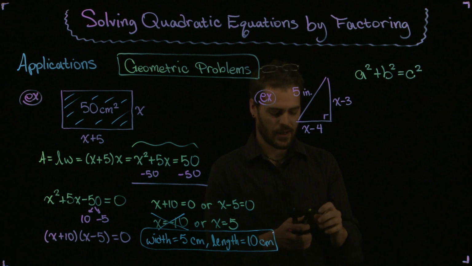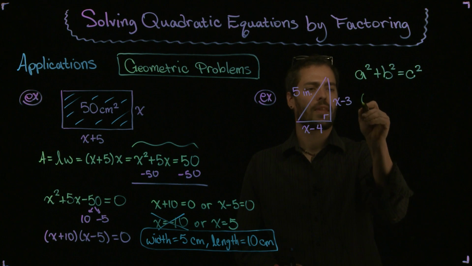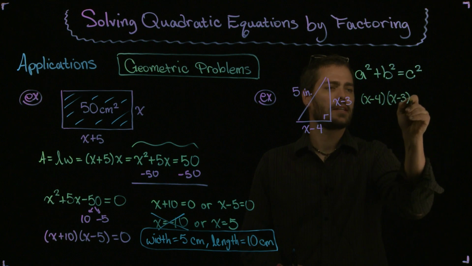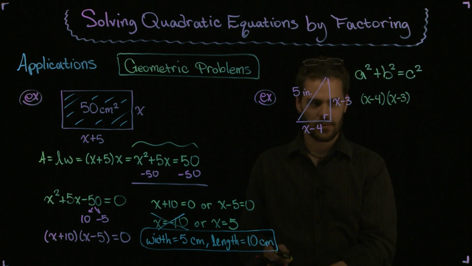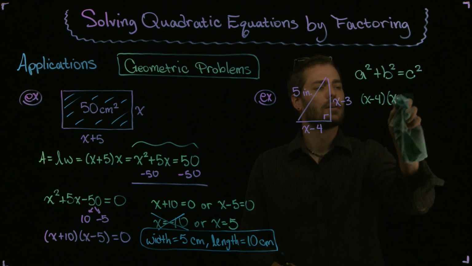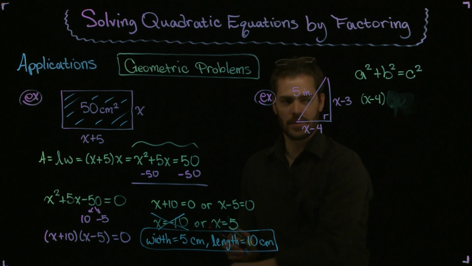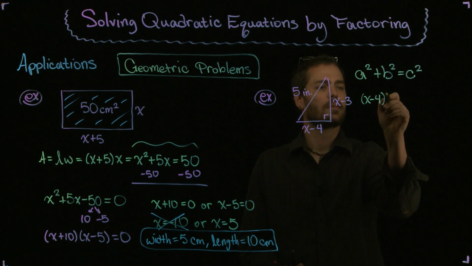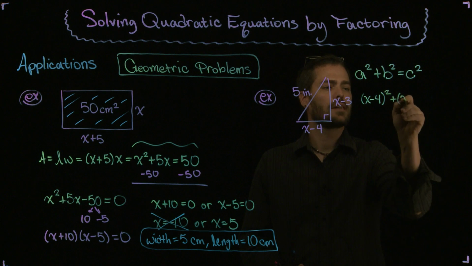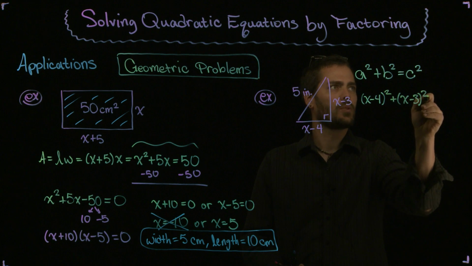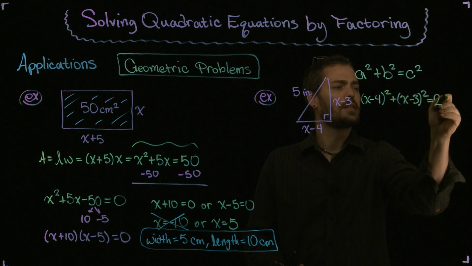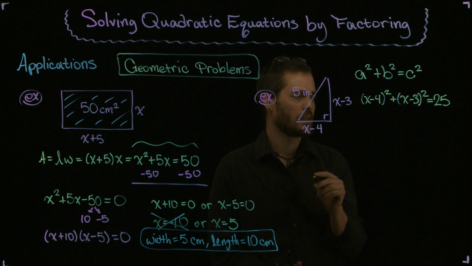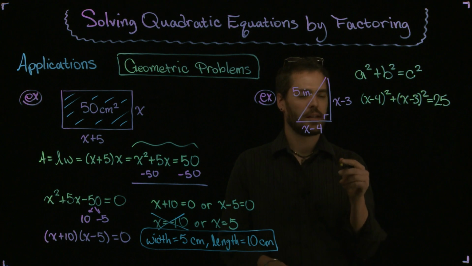So if I invoke the Pythagorean theorem here, I can say x minus 4 squared. Let's erase this. x minus 4 squared plus x minus 3 squared is equal to 25, which is 5 squared on the other side. So I'm going to have to do a little work here. I'm going to have to square this out and then proceed.